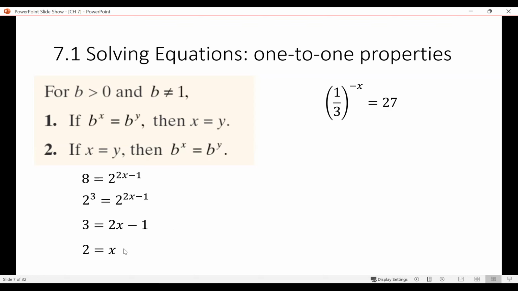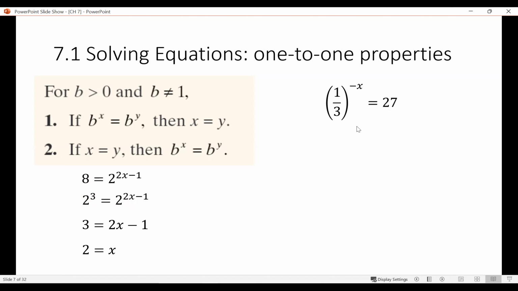You can plug in x is 2 back into our original equation, right? If x is 2, this is 4 minus 1 is 3. And in fact, 8 equals 2 to the third, right? So you can always check your answer here. That's how we use the one-to-one property. The first and trickiest step is rewriting one part of your equation as the same base as the other part of your equation.